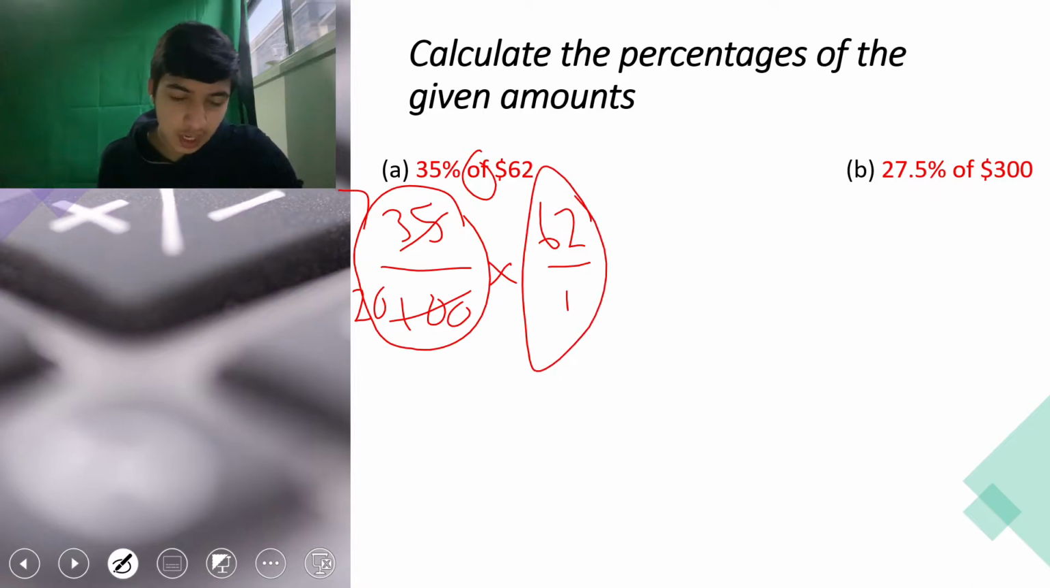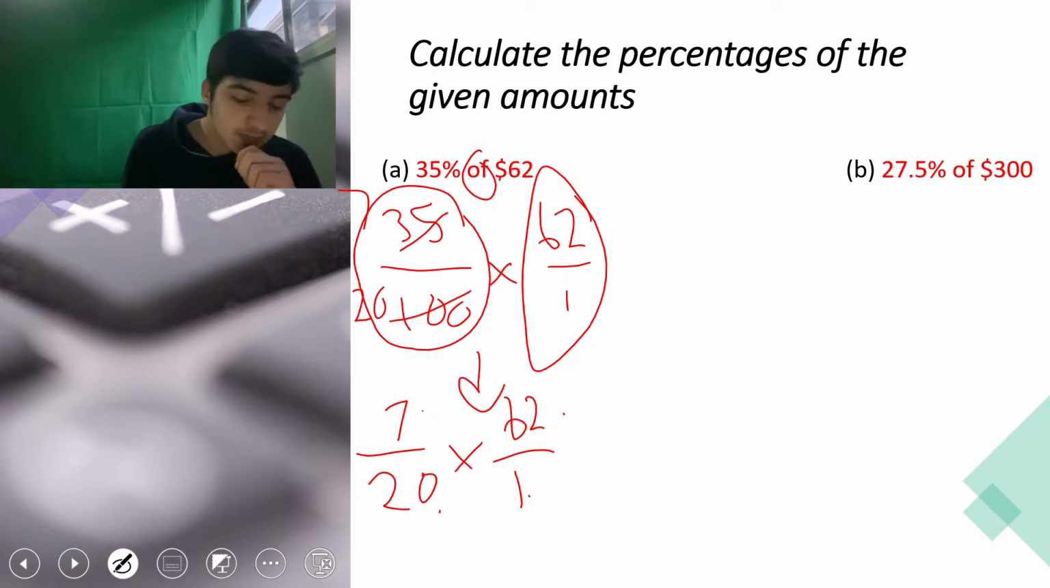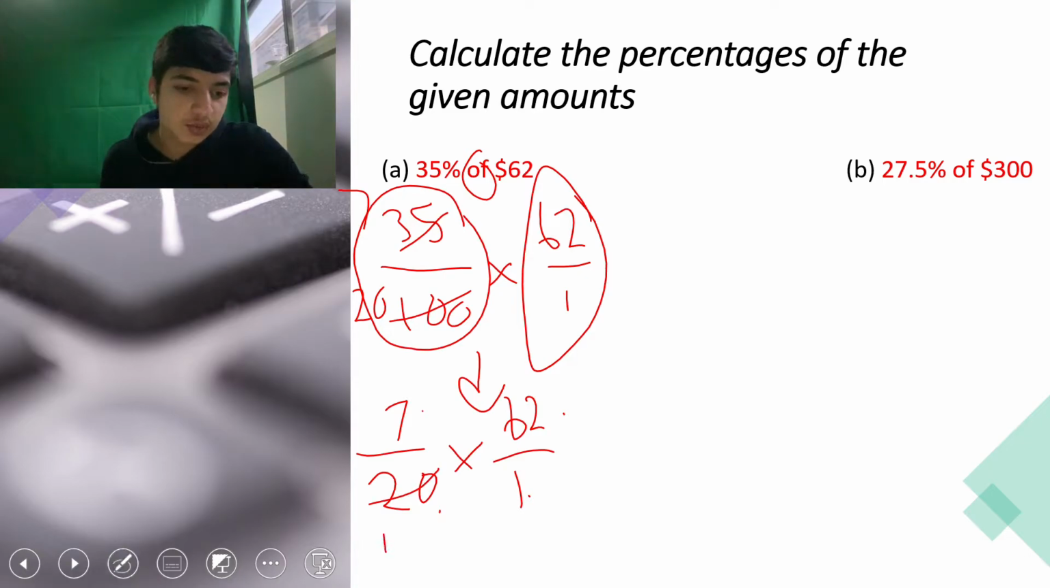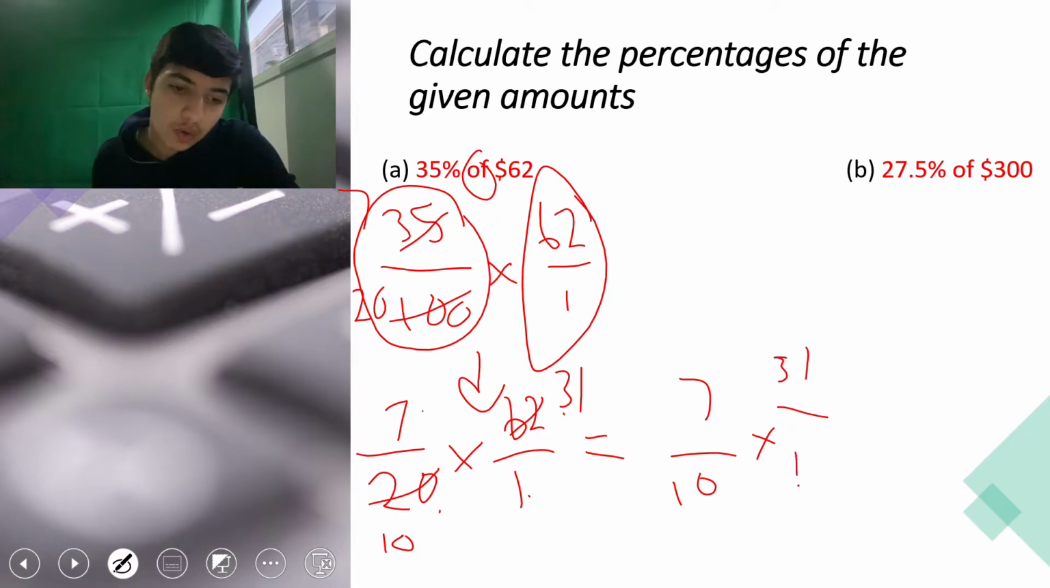So now this one, there isn't any divisible number to each other, so then it would be 7 over 20 times 62 over 1. So now we should do cross simplification. 7 and 1, no, there's no simplification. 20 and 62, yes, they're both divisible by 2. So this one would be 10, this one would be 31. Okay, now 7 over 10 times 31 over 1.